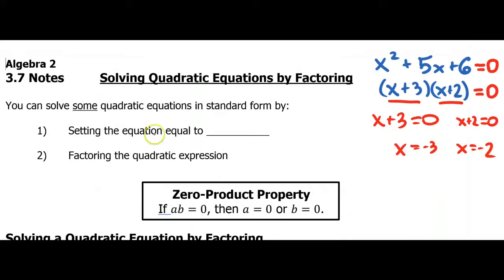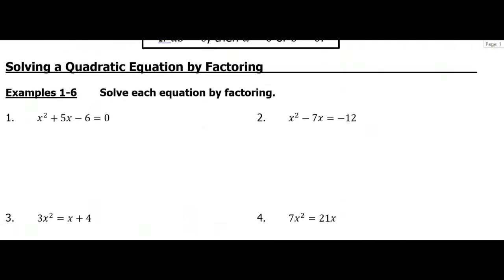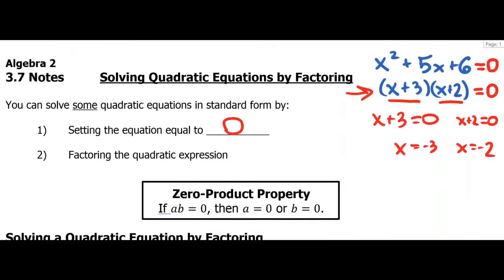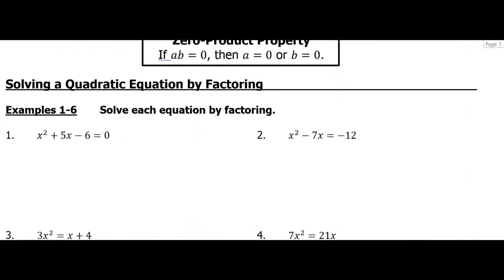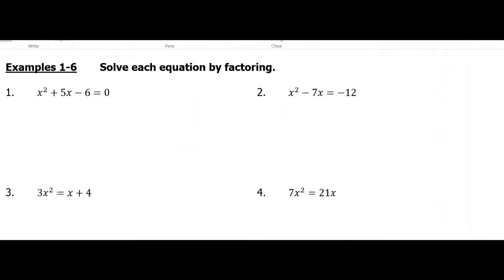The first step is, if the equation is not already set equal to 0, set it equal to 0. The second step is to factor the expression, just like we did right here, and then use your zero product property to determine what x would need to be. Oftentimes for quadratics you'll get two answers for x, just like we did in this mini example up at the top. Now let's move down to example 1, and we'll practice this process for each of these examples 1 through 6.